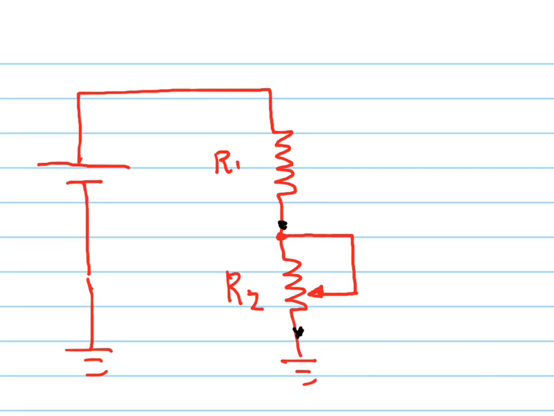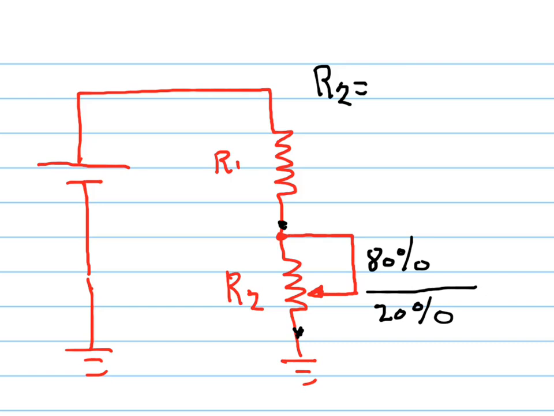So now we have 80% of it shorted or bypassed by the jumper, and we have 20% unbypassed. So that would mean that the actual effective value of R2 equals 2k ohms times 0.2, right?